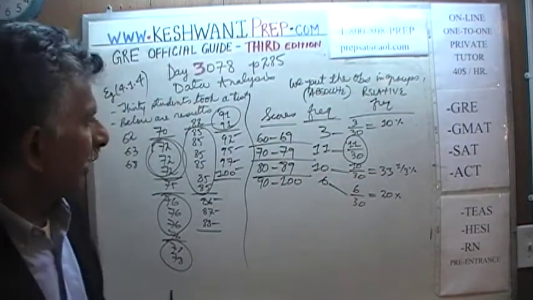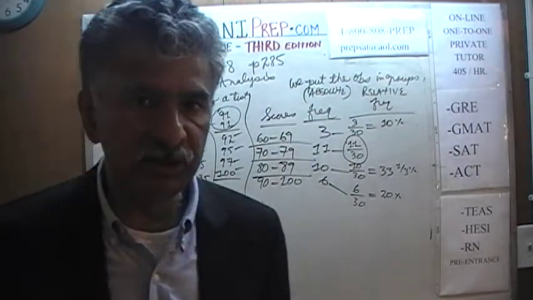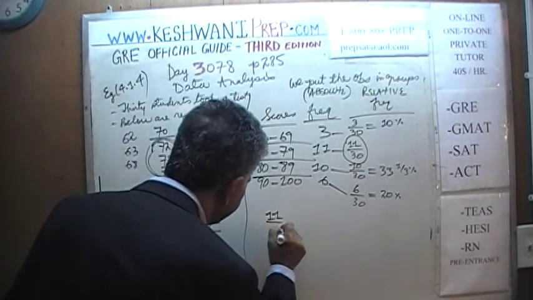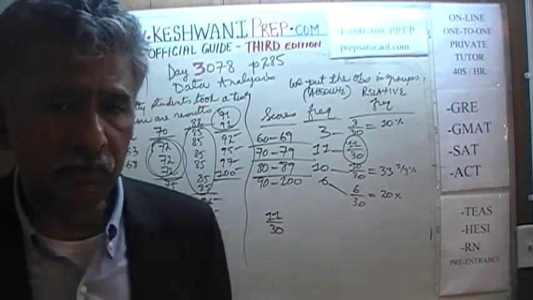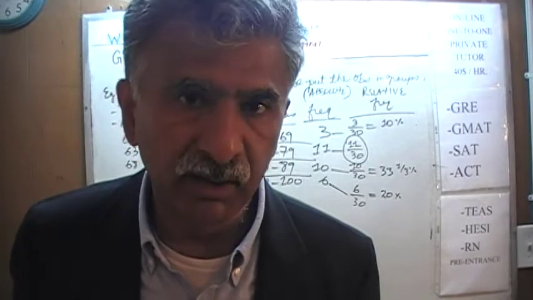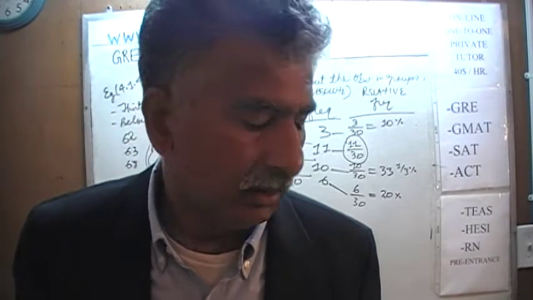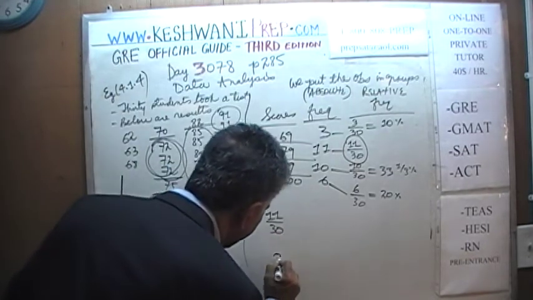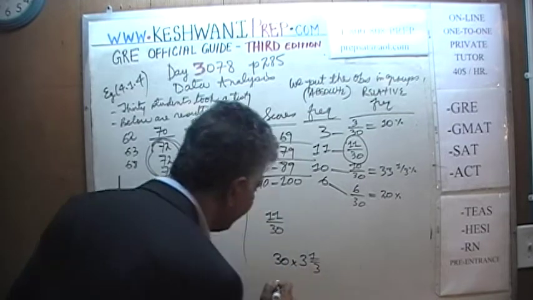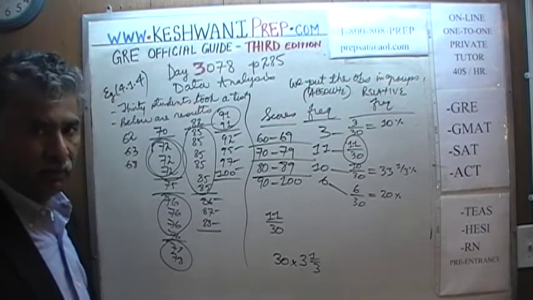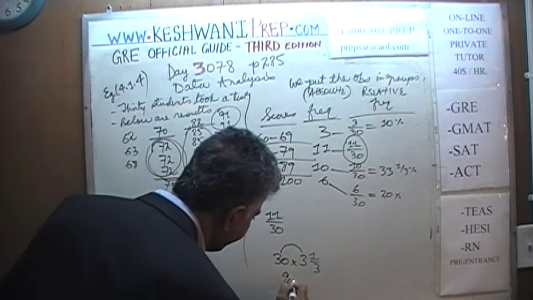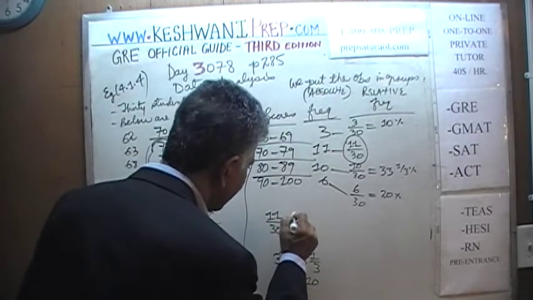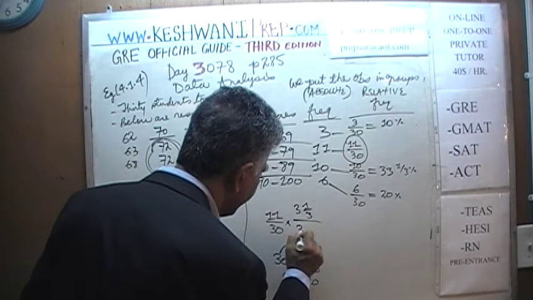Let's figure out what we can do about 11 out of 30. How do we convert this into a percentage? In order to convert something into a percentage, as we already said many times, percent means out of 100. What can we do to 30 to make it 100? Well, we can multiply 30 by 3 1/3, which will be exactly 100, because 30 times 3 is 90, and 1/3 of 30 is 10. Voila! So if you multiply top and bottom of this fraction by 3 1/3, we are home free.